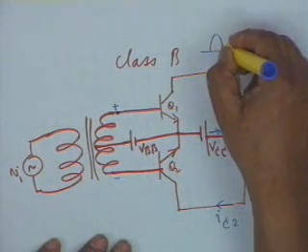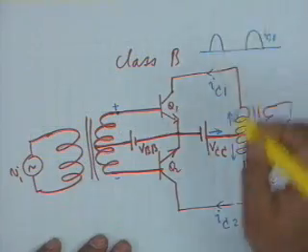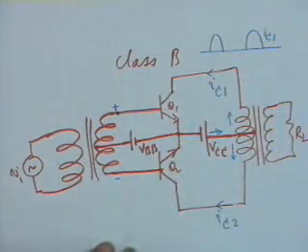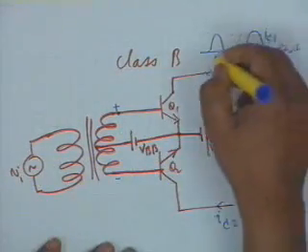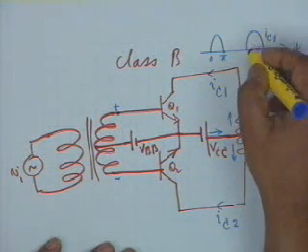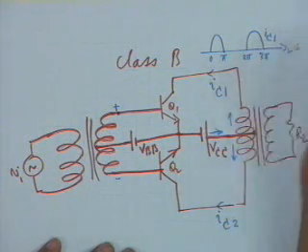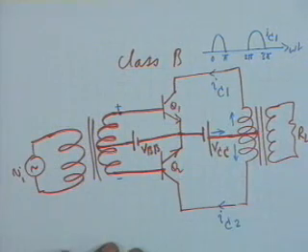Therefore, if you plot IC1, it would be like this. IC1 will be pulses like this, half cycles. If you plot versus omega t, 0, pi, 2 pi, then 3 pi and so on, all right.